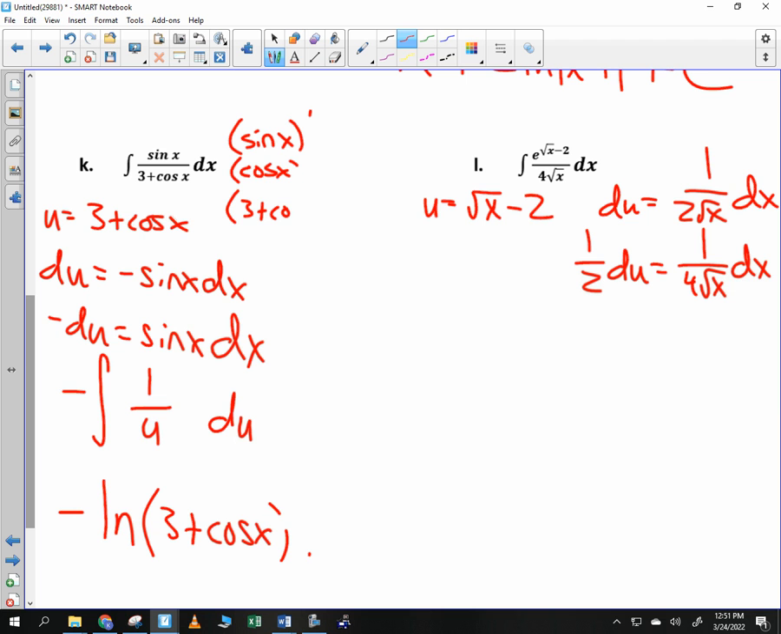Some of you guys don't like when I do this, but you're going to have to live with it, sorry. I always write down 1/2 du, and then I cross things off. It helps me organize my work. I struggle with organization, and this is something that helps me.